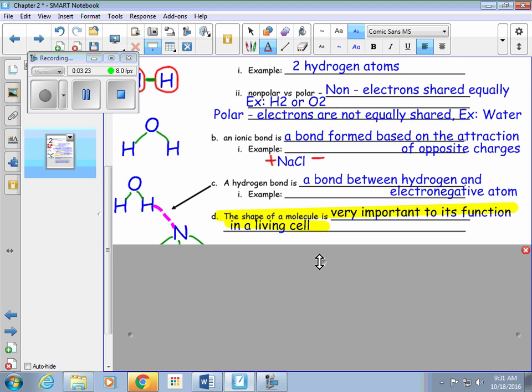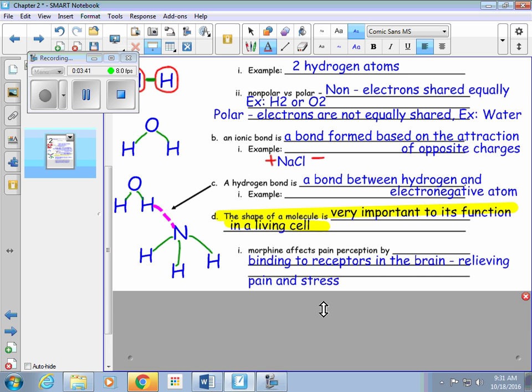This will come in handy later in the unit when we talk about the shape of proteins, the shapes of enzymes. Later down the road, we'll talk about shapes of receptors. Their function is all determined by what they look like and what their shape is.